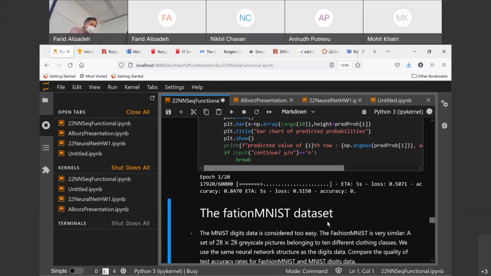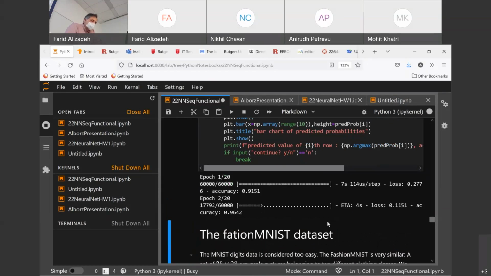Okay, again. Yeah, I don't know why. Usually it runs much faster. I don't know what's going on.